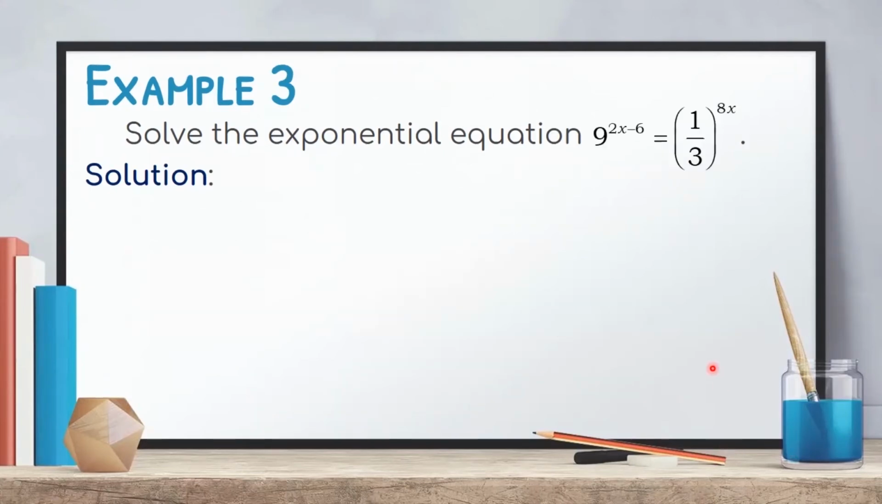For our last example, solve the exponential equation 9 raised to 2x minus 6 equals 1/3 raised to 8x. In this given, we can actually express 9 and 1/3 with base 3. Remember that 9 is equal to 3 raised to 2. Moreover, since 1/3 is the reciprocal of 3, its exponent will be -1.